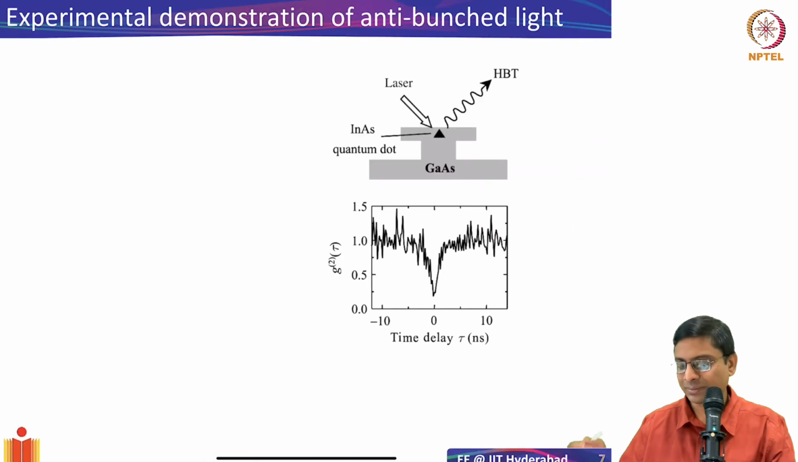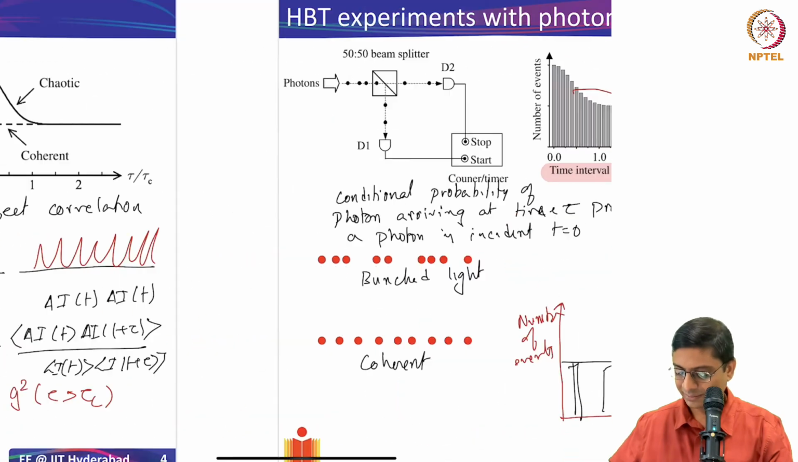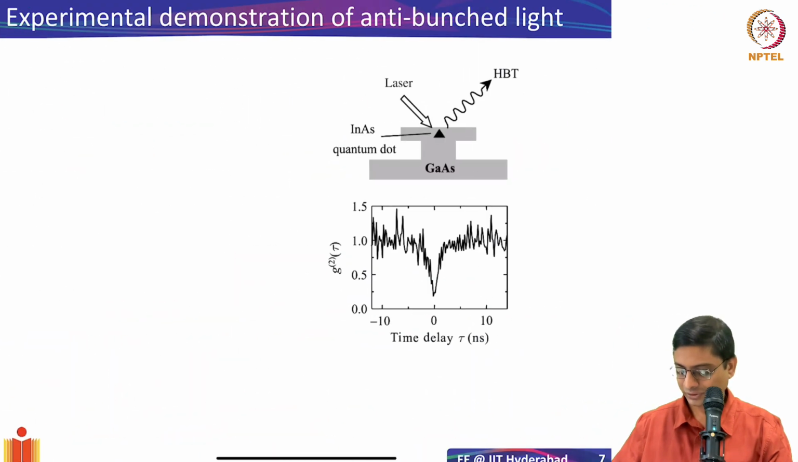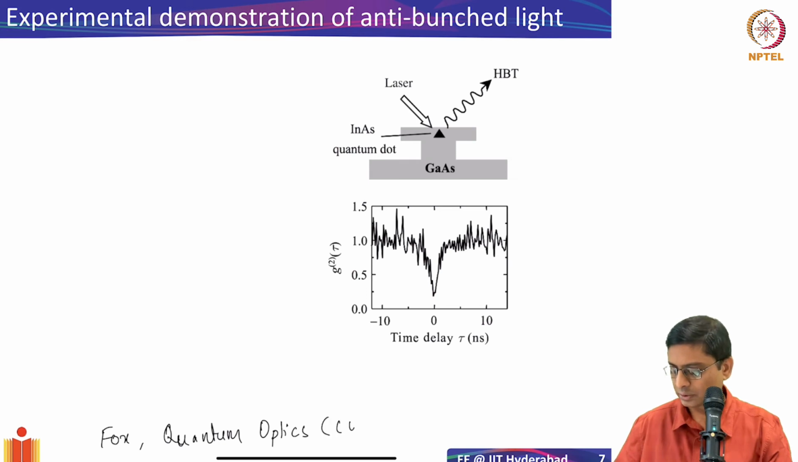We can actually do the same experiment again experimentally. This is basically a gallium arsenide microdisc. All of these references are taken from Mark Fox's book. I'm sorry, I forgot the reference. All of this is Mark Fox, the same reference that we have been using last week also. Fox, Quantum Optics, CUP 2006, I think. All of this is from that.